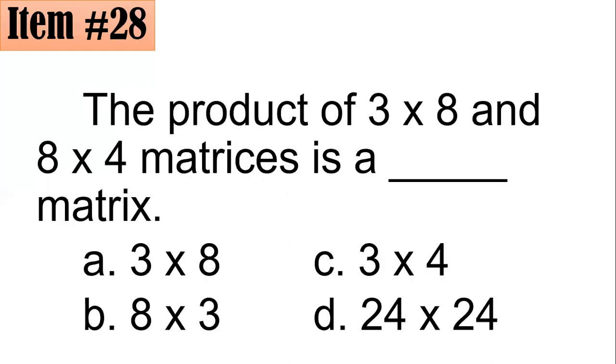Next number, 28. The product of 3 by 8 and 8 by 4 matrices is a blank matrix. Is it 3 by 8, 8 by 3, 3 by 4, or 24 by 24? Note that you can only get the product of two matrices, or you could multiply them, if the number of, take note, the first number here is the row, this is the column. 8 here is the number of rows, and its number of columns is 4. We can only multiply them or get their product if the number of columns of the first matrix is equal to the number of rows of the second matrix. So in this case, they are equal to 8, so we could get the product.